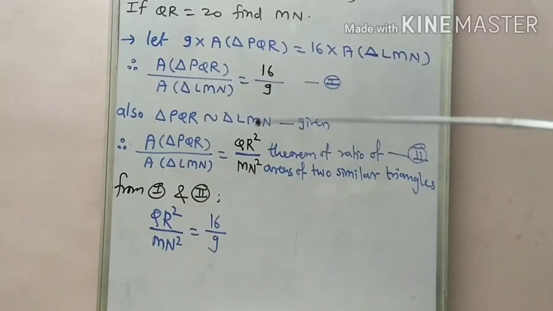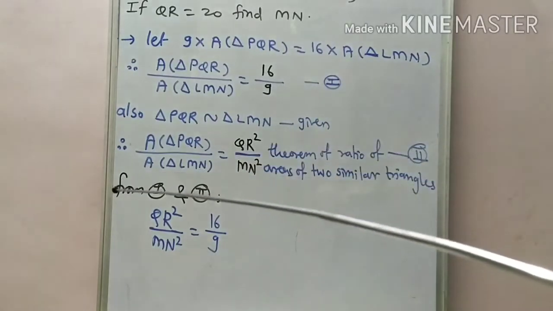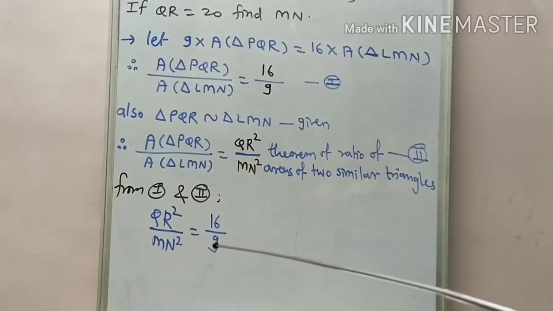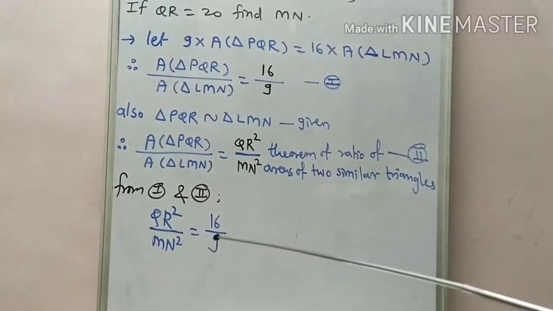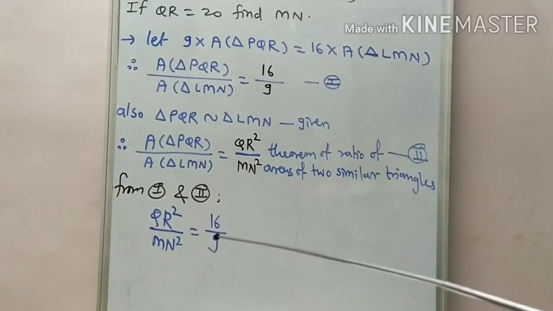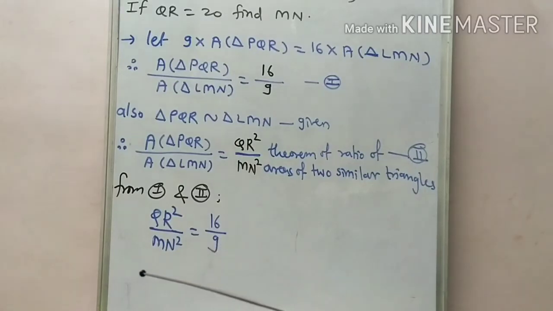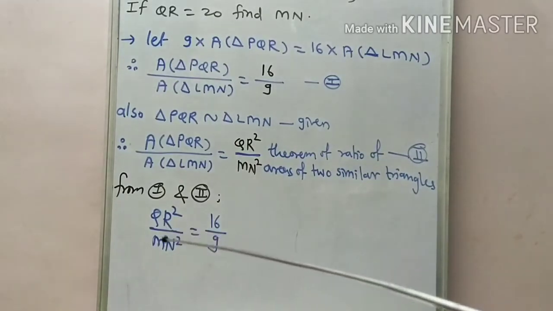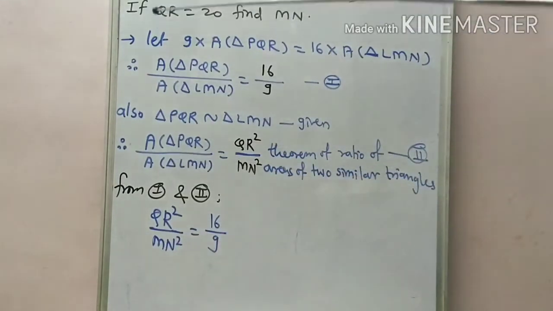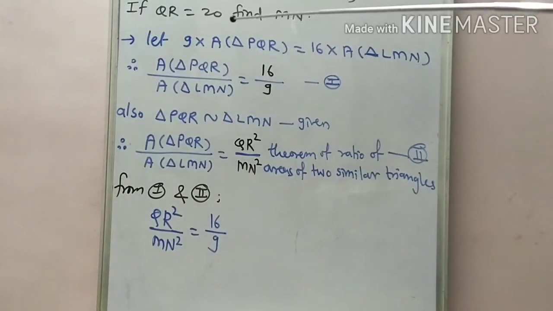So now comparing these 1 and 2, the left hand side part is the same, so the right hand side part is also the same. So from 1 and 2 we write QR square upon MN square equal to 16 upon 9. What we observe here, students, is that on the left hand side we have squares, and the right hand side also has perfect square numbers. So first taking square roots on both sides, we get QR upon MN equal to 4 upon 3, and then we substitute the given value of QR, cross multiply, and find MN. Okay, so try to solve this and find the length of MN. Okay students, try it.